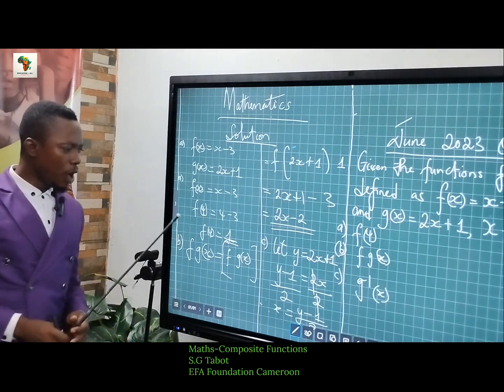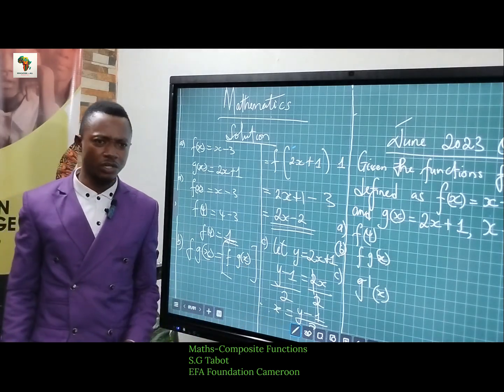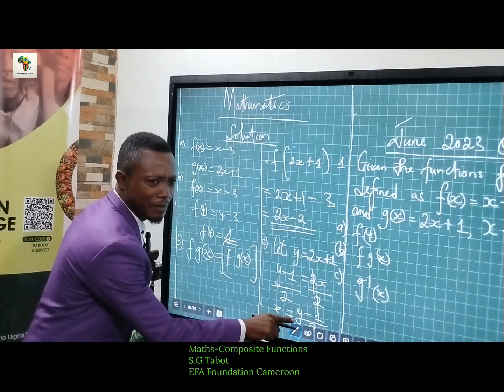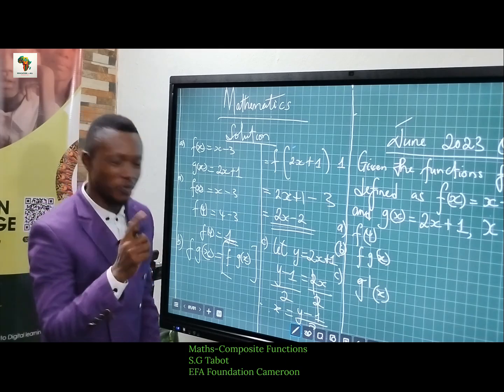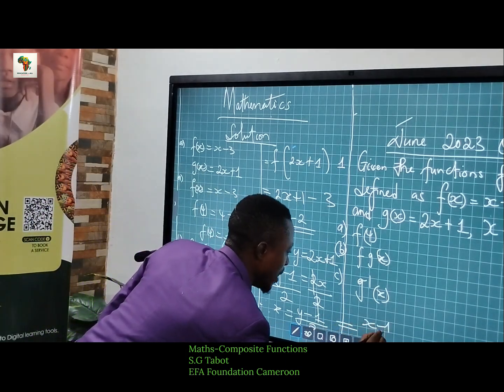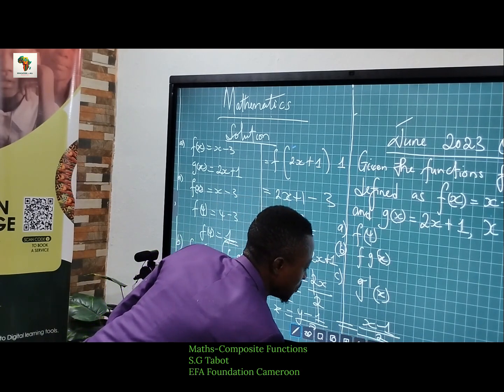But are we supposed to leave our answer like this? No. You change the y back to x. Therefore, our final answer is x minus 1 all over 2.